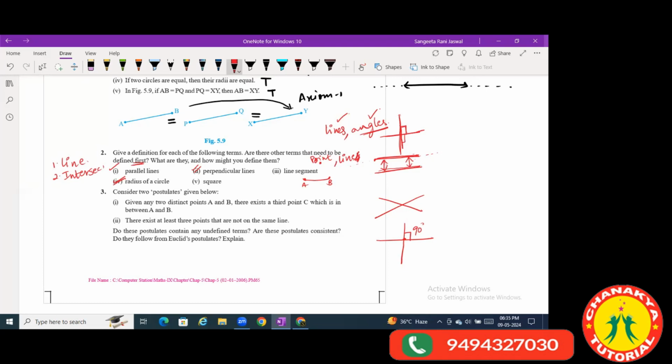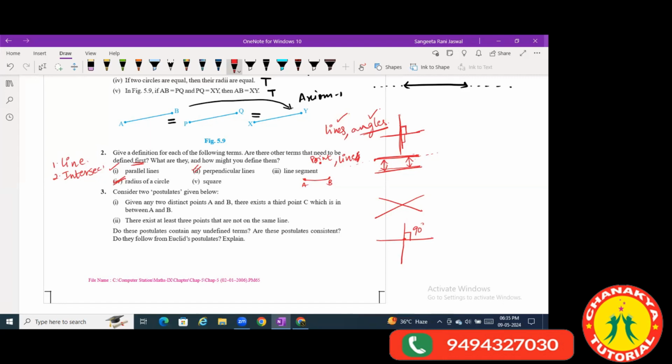So radius is something you can say a fixed line segment with the measure. Radius is the fixed measure with which a circle is constructed. You can write it simply like that. Radius is the measure. Please write.